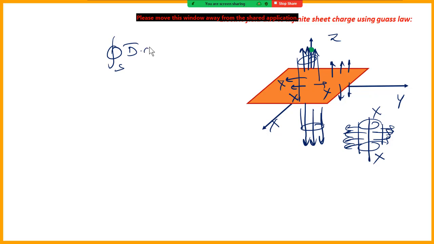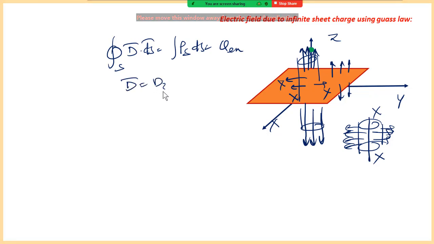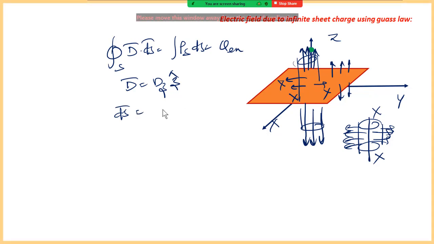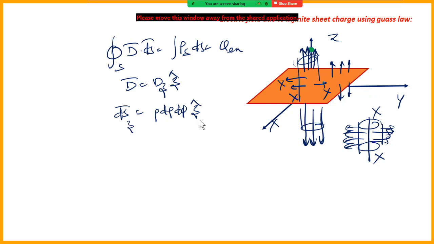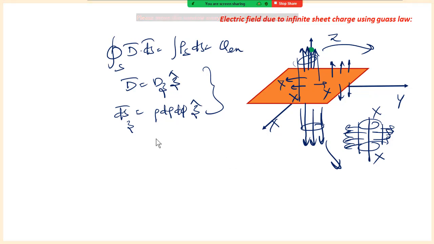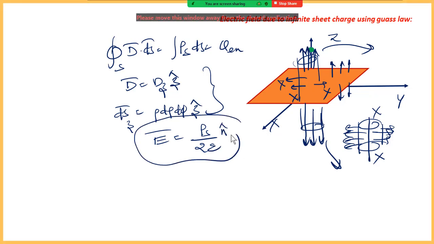So when you take the closed surface integral of D bar dot dS bar is equal to rho s dS, actually Q enclosed, that is rho s dS we can take. D bar is Dz az cap, and dS is simply this particular surface, given by rho d rho d phi, and the direction is the z direction. You take the dot product between these two. But if you take only this one, you are covering either upside or downside, so you have to take two sides. That's why you will get 2 in the denominator of E bar. So with this application, you will get E bar equal to rho s by 2 epsilon n cap, perpendicular to the sheet. The same derivation we can perform very easily by considering the proper Gaussian surface.